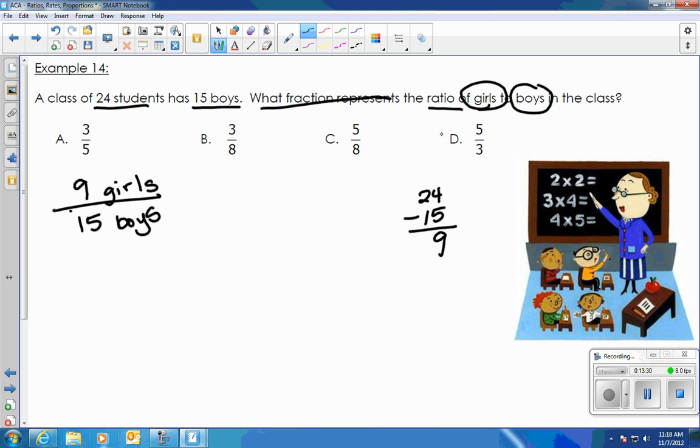However, notice none of my answer choices matches that. That's because I need to simplify my ratio. Both of these are divisible by 3. So that means there are 3 girls for every 5 boys. And my answer is A.